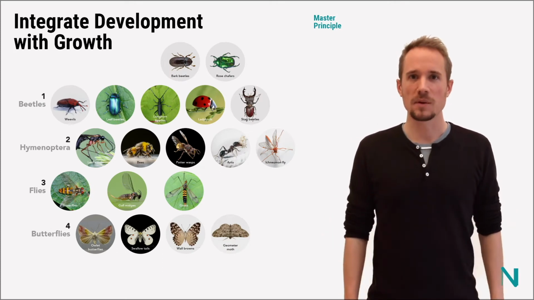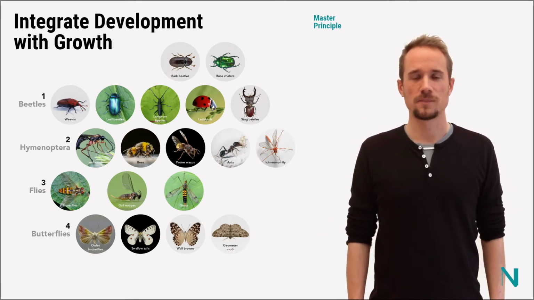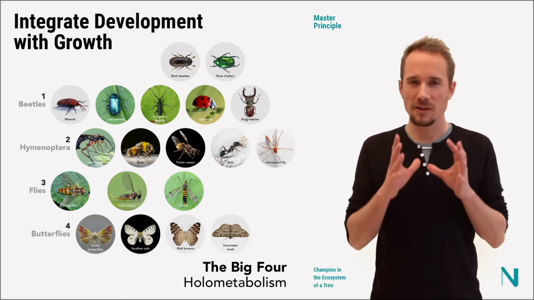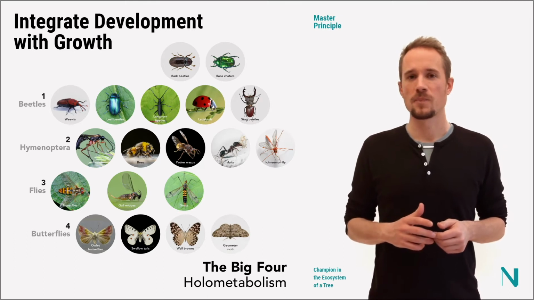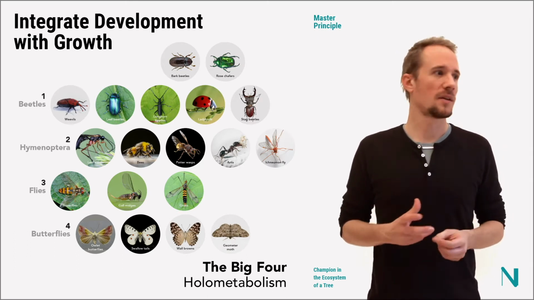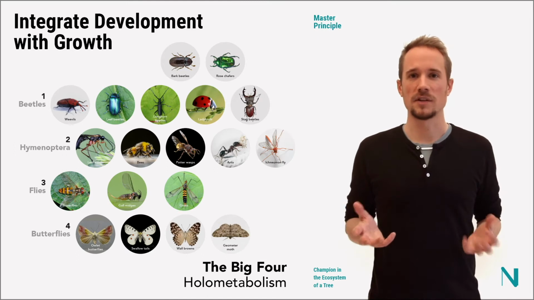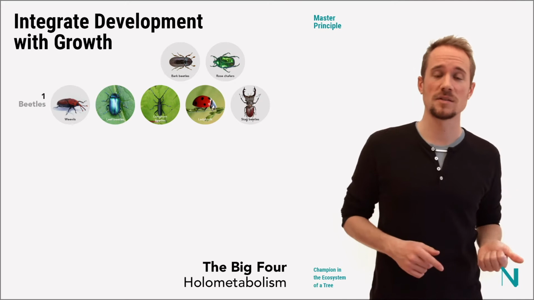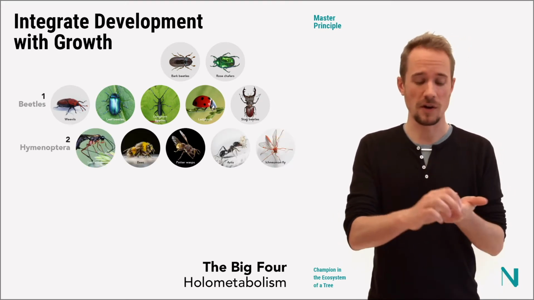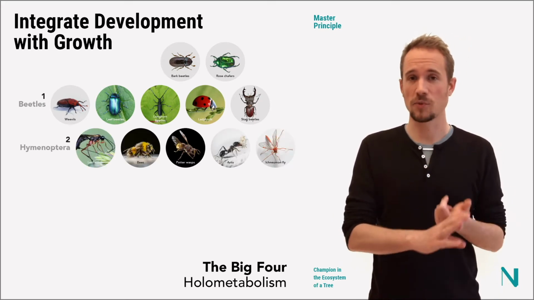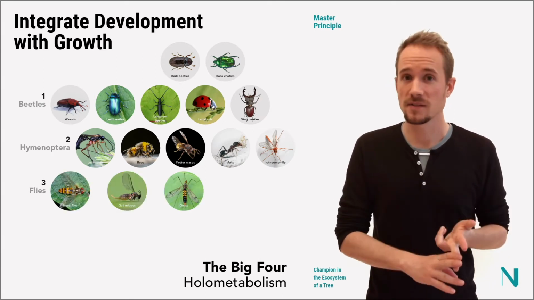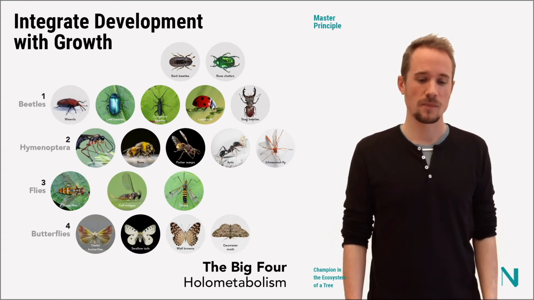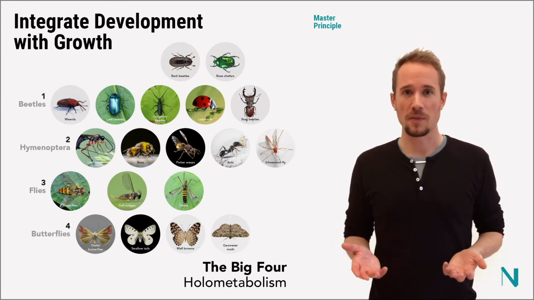Integrate development with growth. Our example for this principle are the big 4 orders of insects that are extremely effective in surviving. And they are everywhere because the big 4 orders are beetles, Hymenoptera, which are ants, bees, wasps, flies, and butterflies. Those 4 orders. What's so special about them?